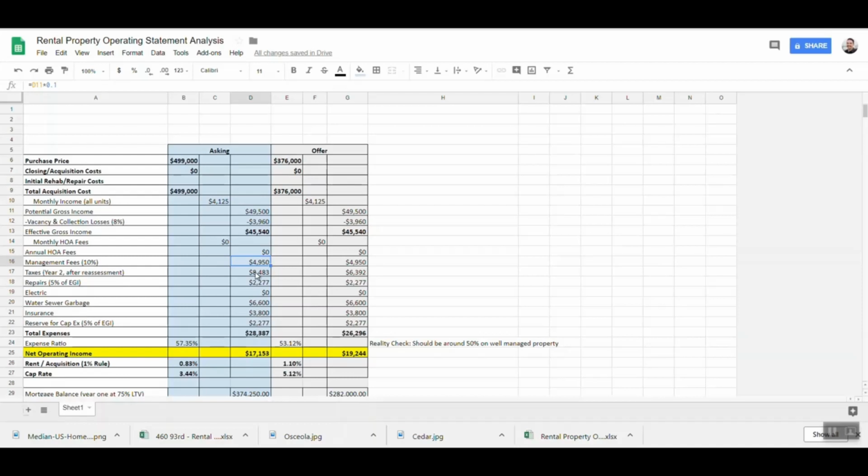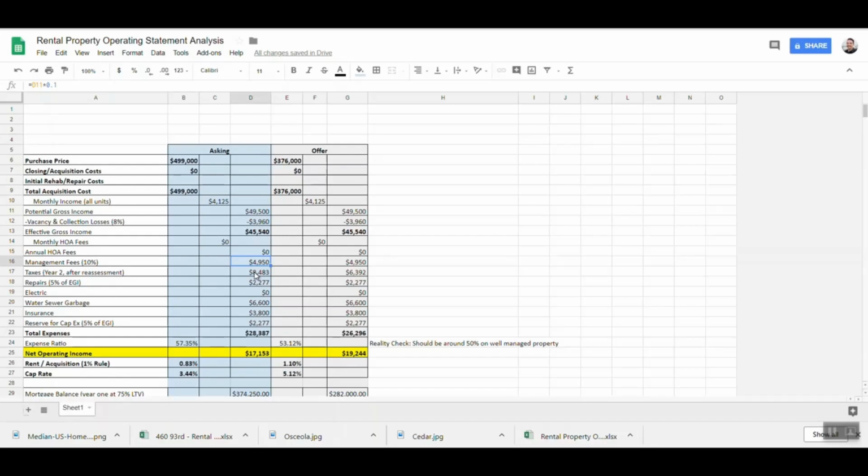A lot of people get tripped up on this because they use the tax bill for the current owner from last year. There's a couple of problems with that. One, it's a year old already, and two, you're going to buy the property this year maybe at 2 or 3 or 4 times what the current owner paid for it, and the county is usually going to reassess it the following year. So keep that in mind.